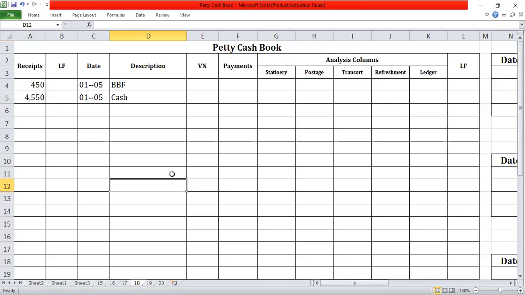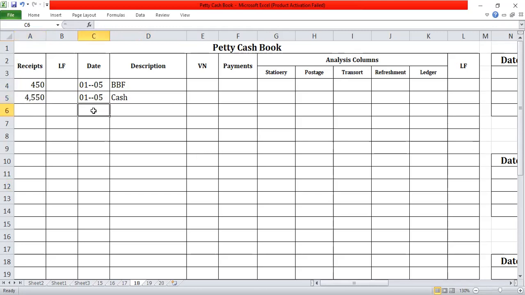Who can tell me what is the balance of the petty cash imprest of this business? Anybody in the class? Anyone? Don't know. Petty cash imprest is the balance plus the restored amount. It is 5,000 only. The imprest is 450 plus 4,550, 5,000. That is the imprest. This is the restored imprest.